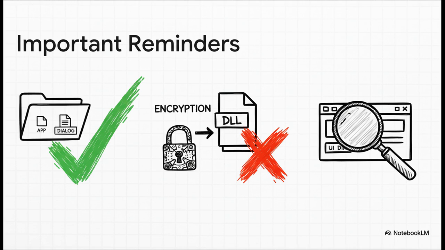Second, and this is a big one, do not enable resource encryption on the file that holds your dialogues. If you do, PCGuard can't read them. Third, test your custom dialogues carefully before you even think about distributing your app. And finally, remember that you can still change default text in the language editor.